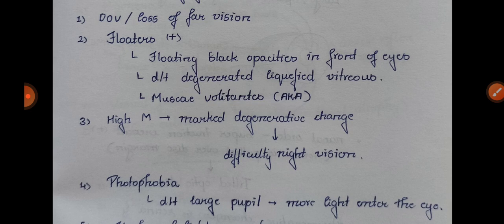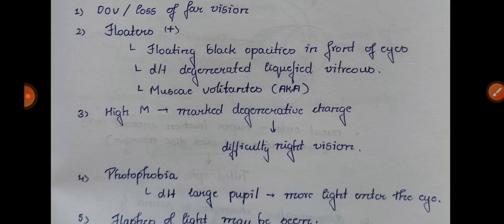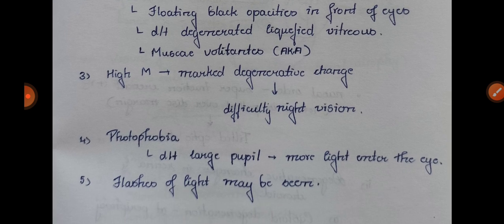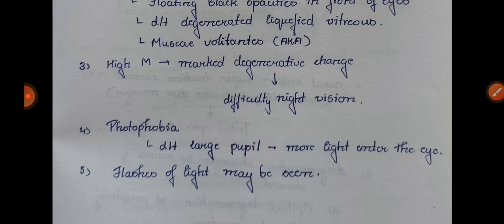High myopia is a marked degenerative change. Difficulty in night vision. At night the pupil dilates and more of the light enters and it can't fall on the retina. That's why at night it is very much difficult. Photophobia due to large pupil and more light enters the eye. Pupils dilate. Flashes of light may be seen.